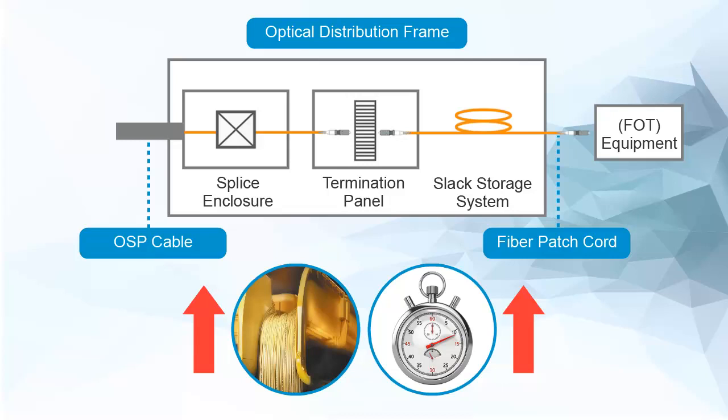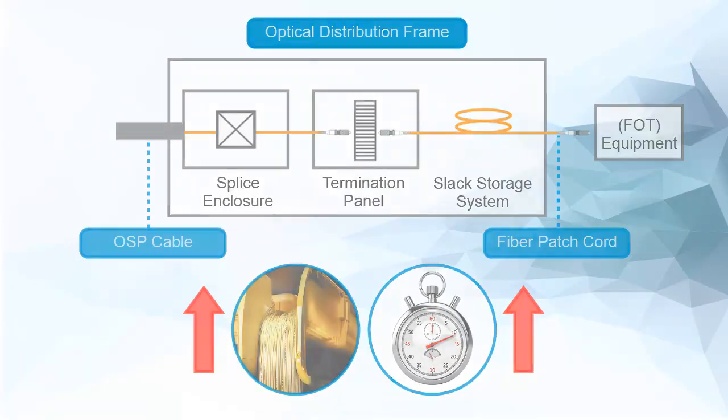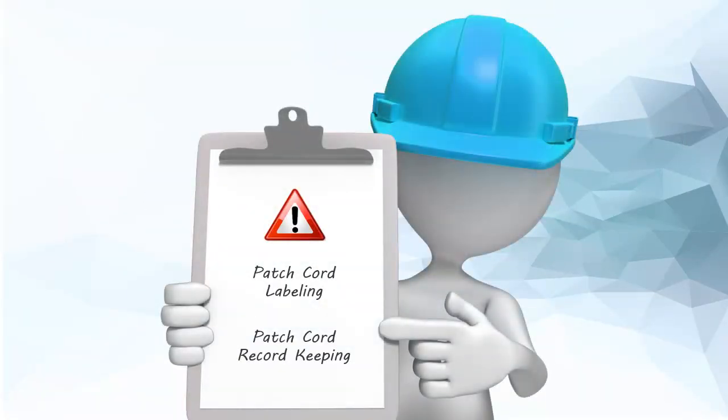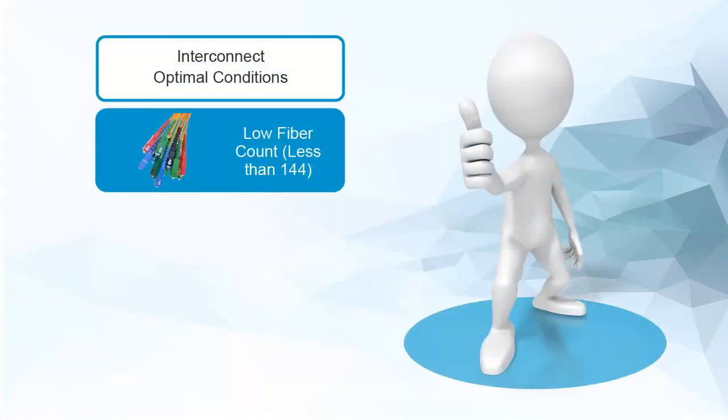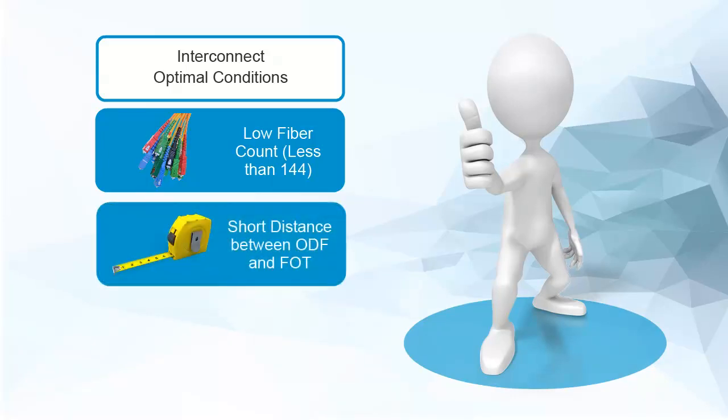However, as network requirements change, the ability to reconfigure the network effectively and efficiently becomes more important. The fact that the FOT patch cords don't have a dedicated termination location makes patch cord labeling and record keeping both more difficult and more critical. Interconnect generally works best in low fiber count, less than 144 fibers systems, in which the distance between the ODF and the FOT equipment is short.